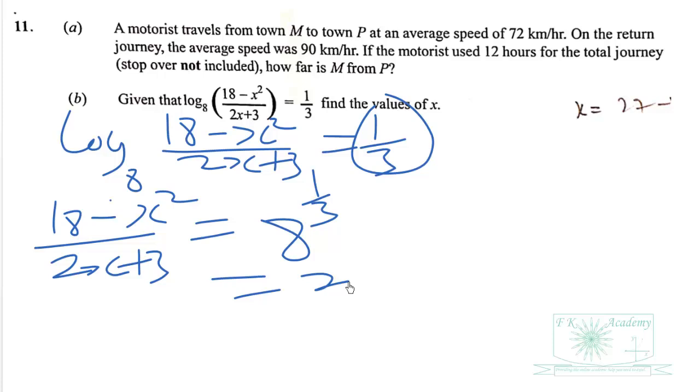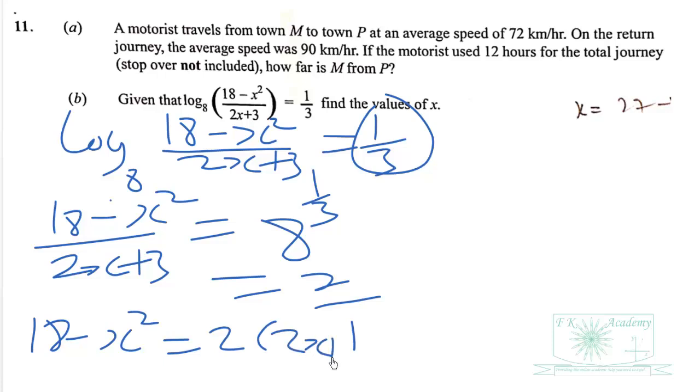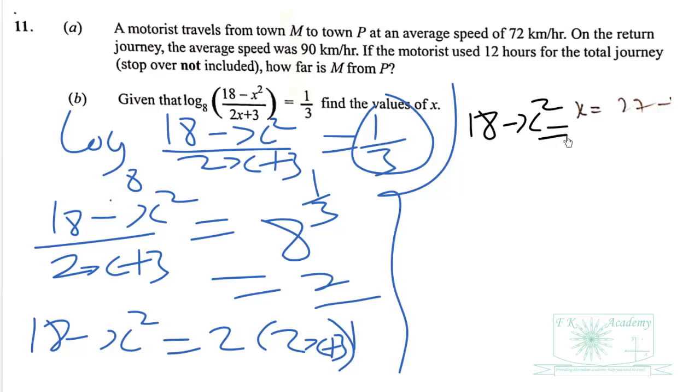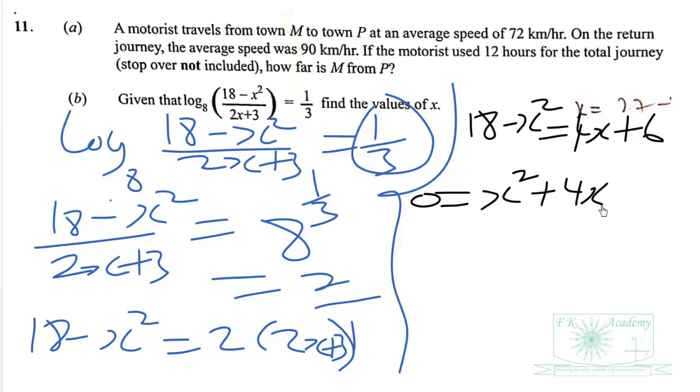So we can cross multiply. So 2 over 1 times 18 minus x squared is 18 minus x squared is equal to 2 times 2x plus 3. So let's expand. We have 18 minus x squared is equal to 4x plus 6. So I'm going to move everything to the right side, so that I'll get x squared, then plus 4x, then 6 minus 18, which is minus 12, is equal to 0.